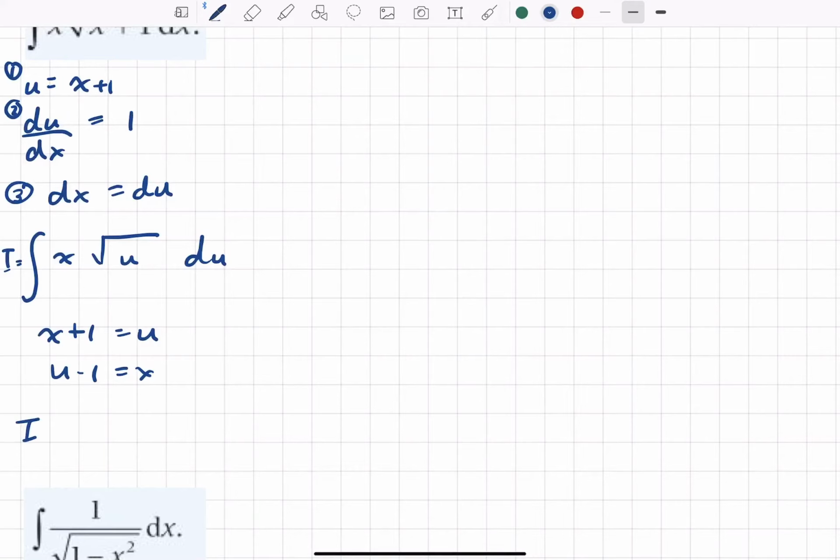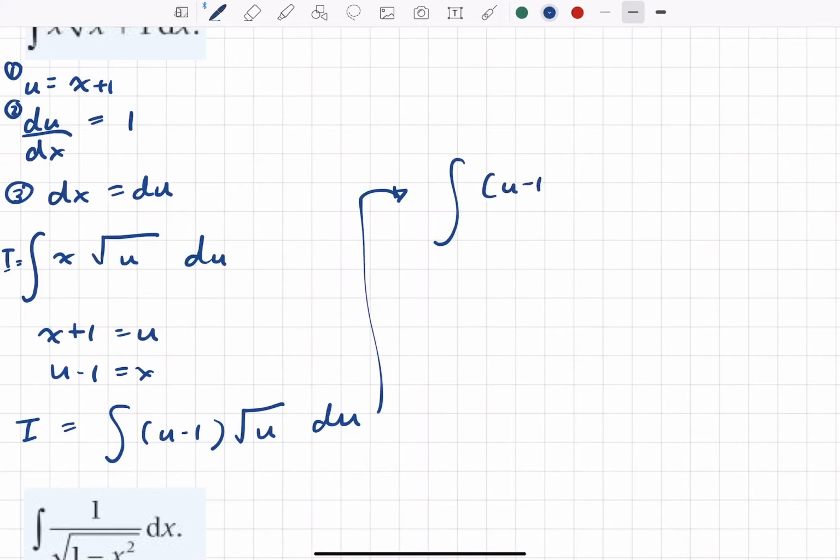So our new integral becomes the integral of u minus 1 times square root u with respect to u. And you can actually just expand this. We have u minus 1 times u to the 1/2 du. And it really just becomes exponent rules at this point. If we multiply u and u to the 1/2, we get u to the 3/2 because we just add the exponents: 1 plus 1/2 is 3/2, minus u to the 1/2 du.